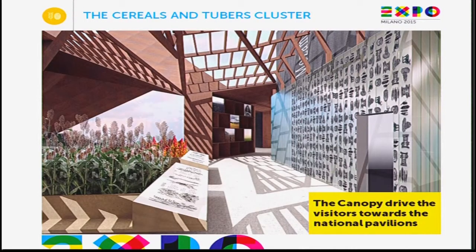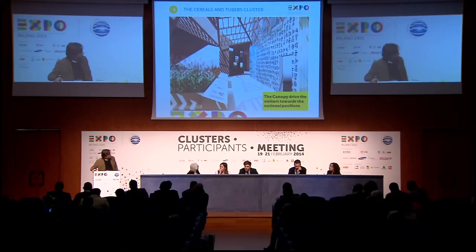So you can see in this slide the central path towards the market and food area in the right side of the slide, and the public space under the chimney in the left side. You can see also the table with the cultivation of cereals just in front of the entrance of each pavilion.